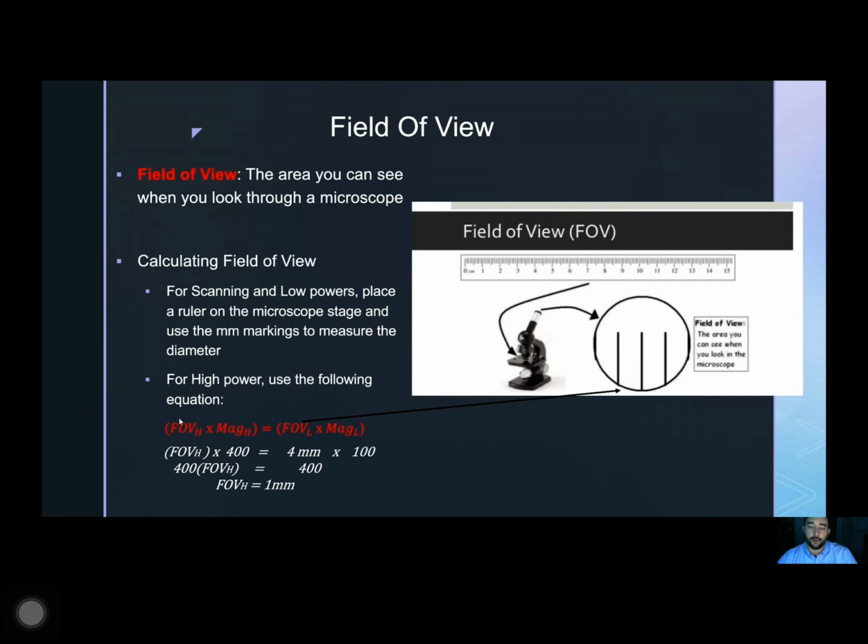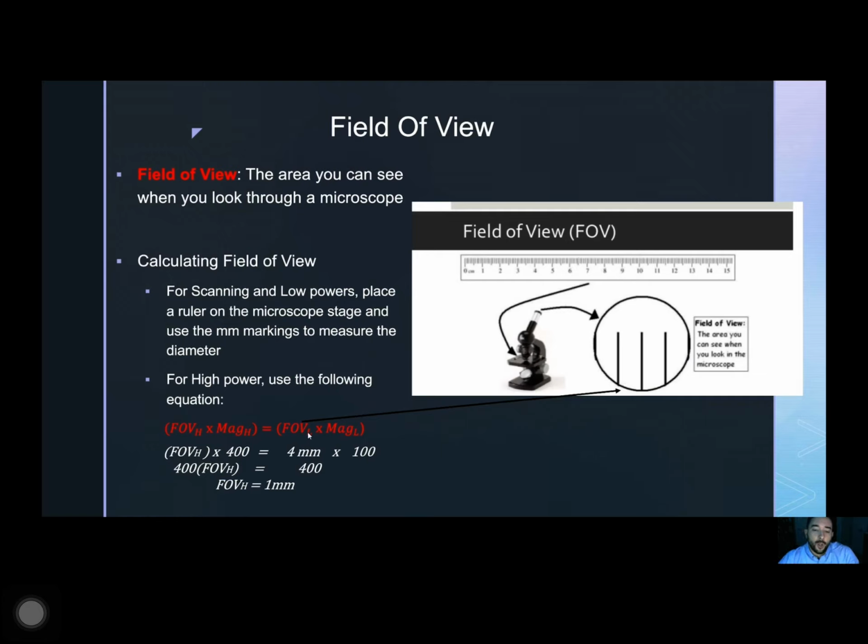So that's kind of like our variable. In high school algebra, when you took that, you solved something for x. This is our x. This is what we're solving for. Now, the magnification on high power, again, the total magnification is always 400. Remember, the 10 in the ocular lens multiplied by the 40 in the objective lens.